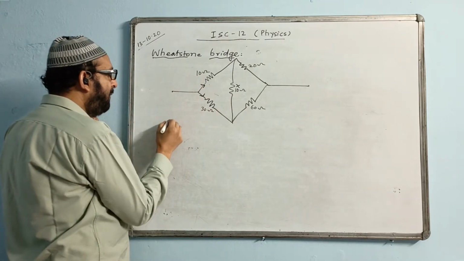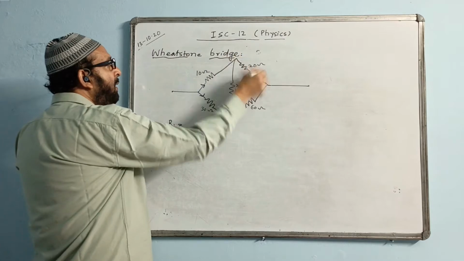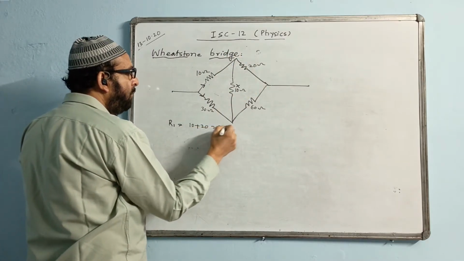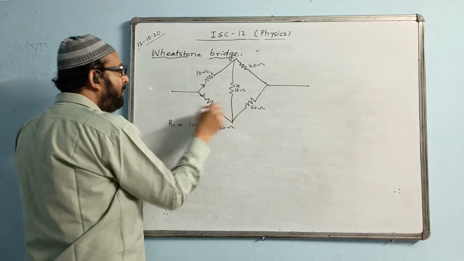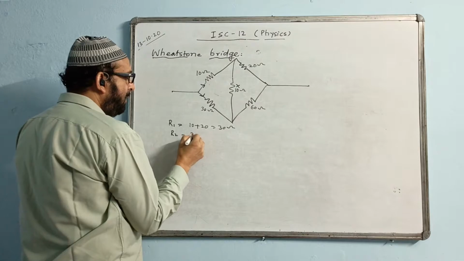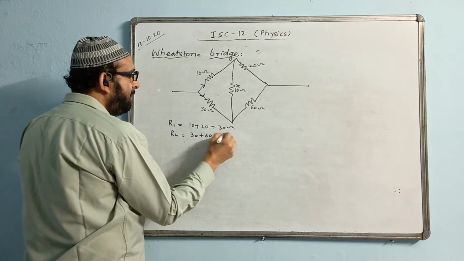So first I will find the R1 value here. R1 will come like this: 10 plus 20, being in series, so 30 ohm. The R2 value is the bottom one. For R2 I will find this plus this, again in series, 30 plus 60. This is coming to 90 ohm.